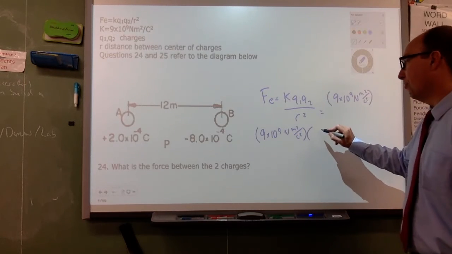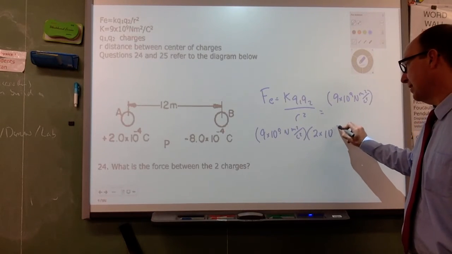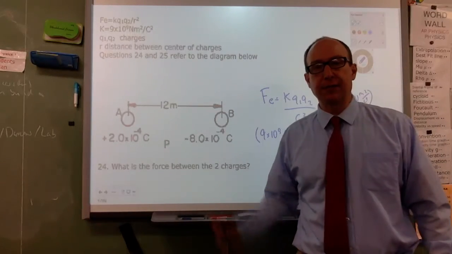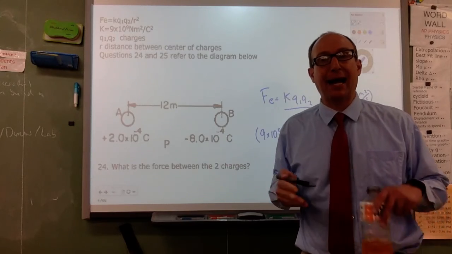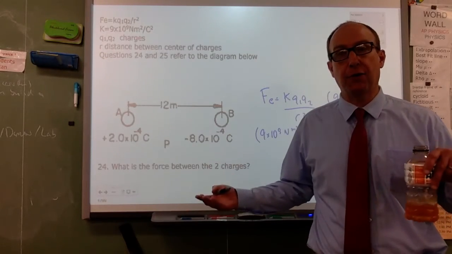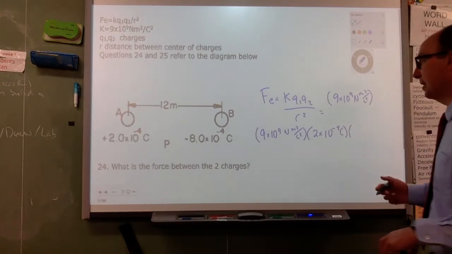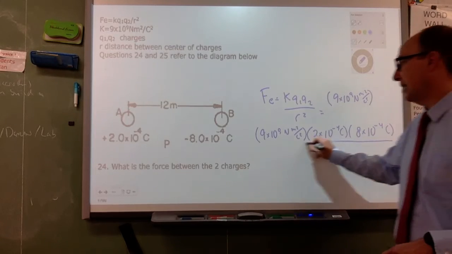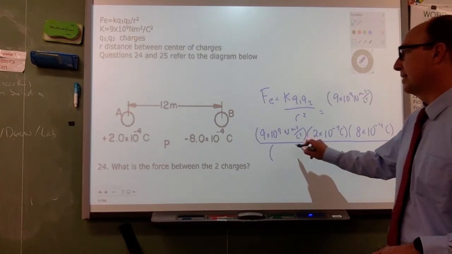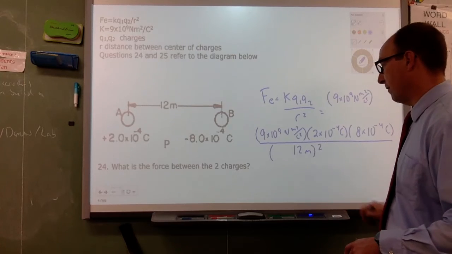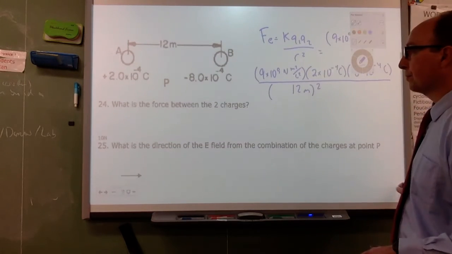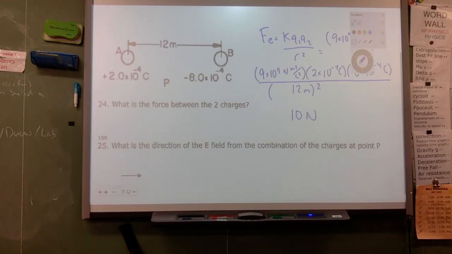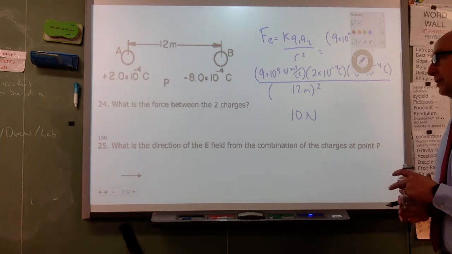And then I have Q1, that is 2 times 10 to the -4th. Q2 is -8. We don't put the negative in with this. This formula gives us the magnitude. And then we decide, are they the same charge and repel each other, or the opposite charges and they attract? So I'm going to put that in as a positive 8 times 10 to the -4th. And I'm going to put the distance between them in as 12 and square it. So this is going to end up being 10 newtons.